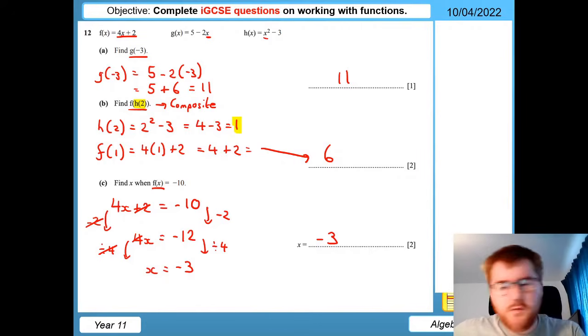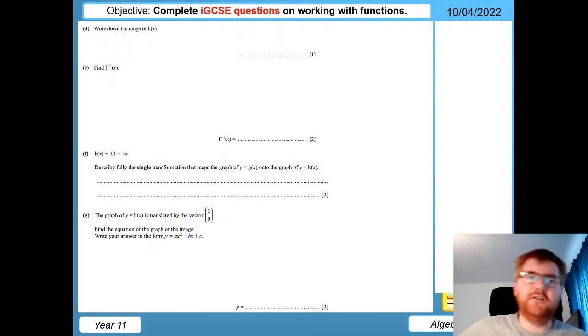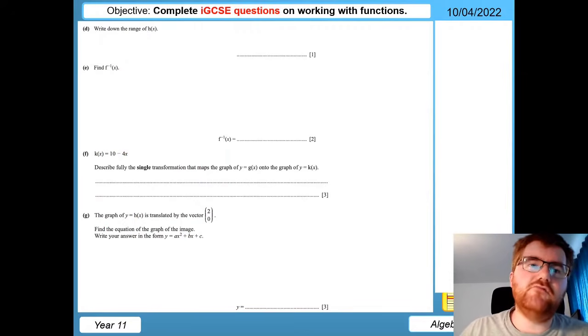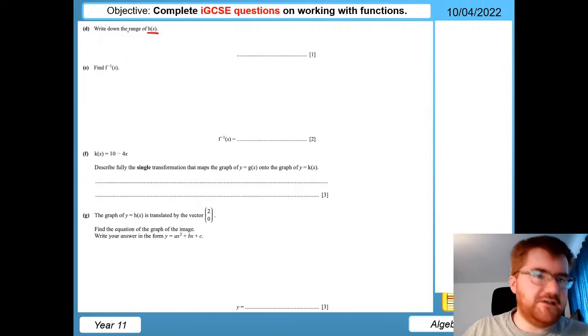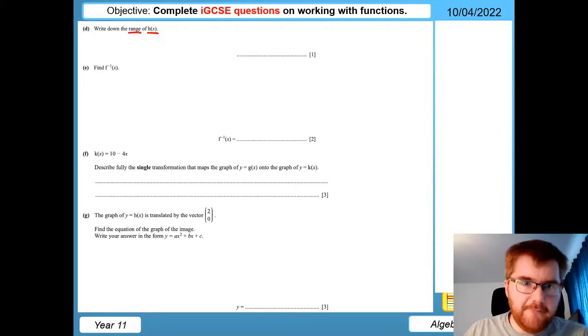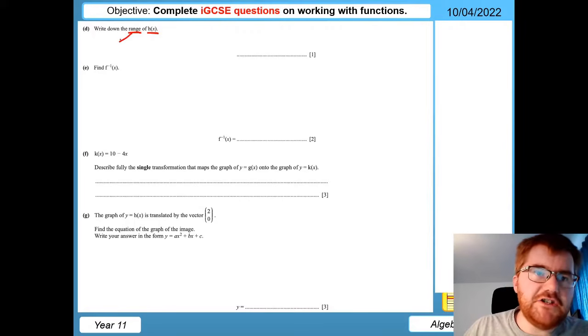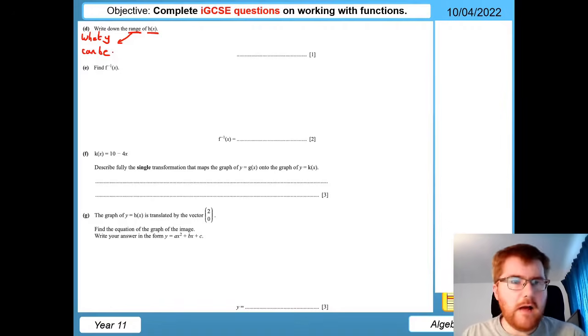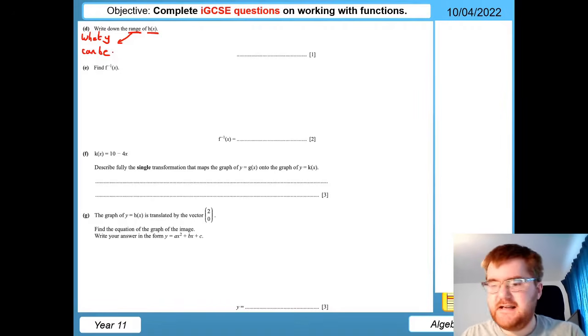And now we're going to get a few little twists on the questions that we've looked at so far. So next we need to write down the range of h of x, not a word we've encountered so far. And remember, the word range in functions in normal English is what y can be. So what is y allowed to be? And one of the best ways of doing this is by using a sketch.